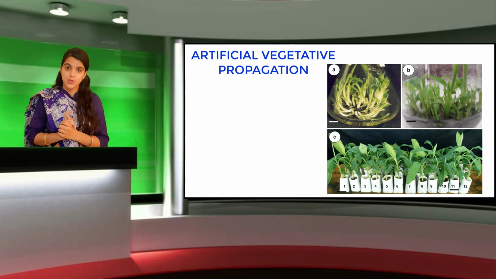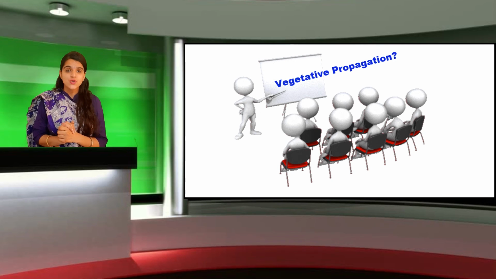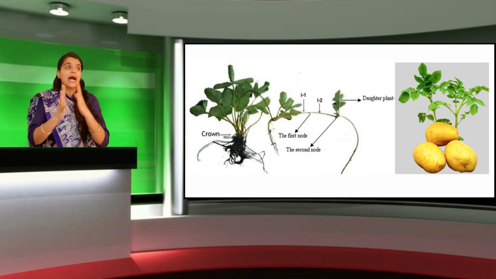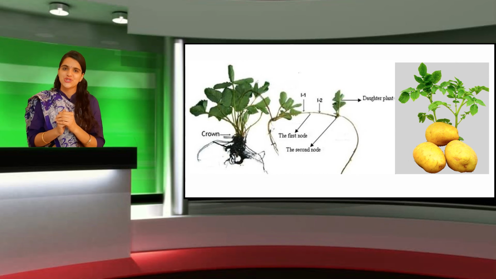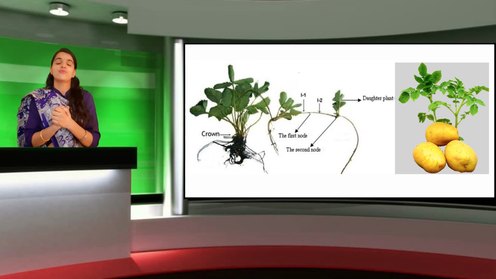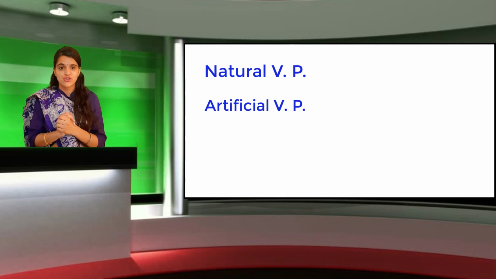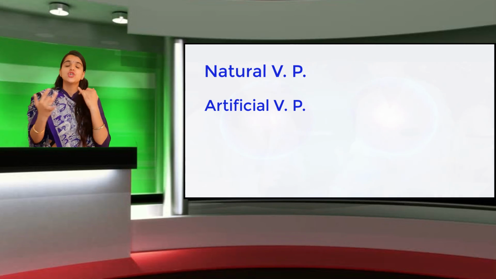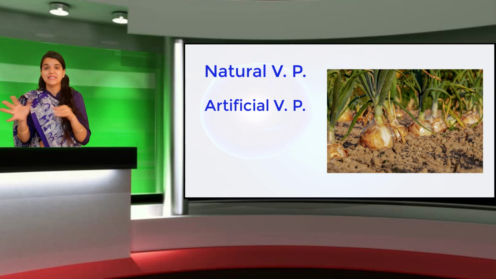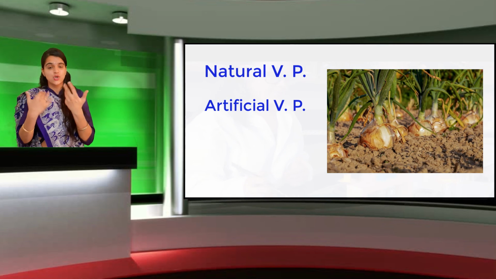However, before winding up this video, students, let's have a quick recap. What do you mean by vegetative propagation? Students, if asexual reproduction occurs in plants, that is called vegetative propagation. There are two types of vegetative propagation: the first one is natural and the second one is artificial. The natural one is where there is no artificial or human interference, it occurs naturally, like tubers, bulbs, rhizomes, which come under stems, roots, leaves, for example Bryophyllum. Bulb is also one of the examples.